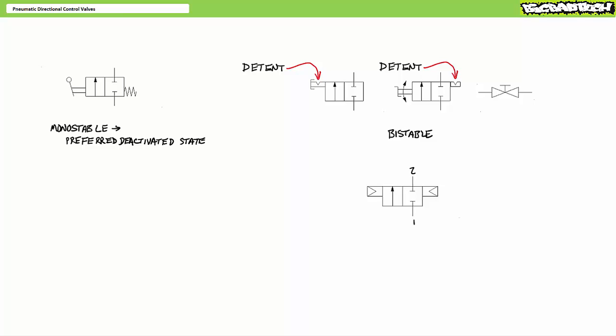The air pilots essentially push the valve into a desired state, and it stays there till the opposite pilot asserts itself and moves it back. Inquisitive viewers might ask, what's the deactivated state for this type of valve? Come to think of it, what's the activated state? Is there one? Also, what happens if both pilots receive a signal?